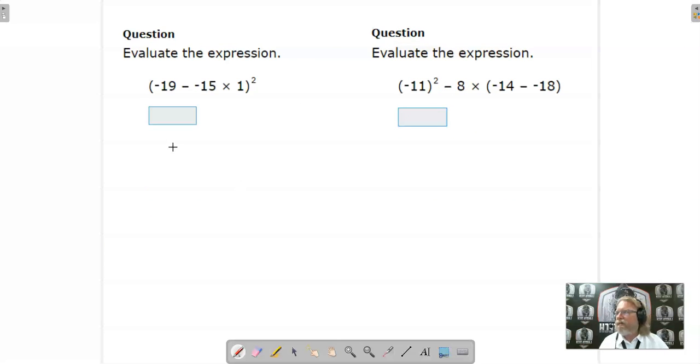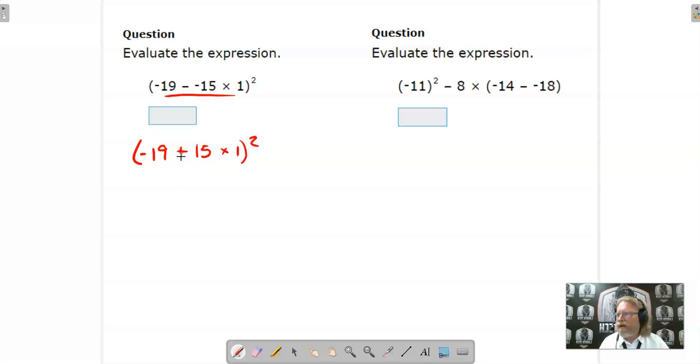And final 2 problems here. I have -19. This is all in parentheses, so I need to figure this out and then square the whole thing, right? And I do have a minus and negative, so I'm going to rewrite it all. -19, change this to addition. Take the opposite of -15, make it +15, times 1. And then after I figure out everything inside here, I'm going to square it.